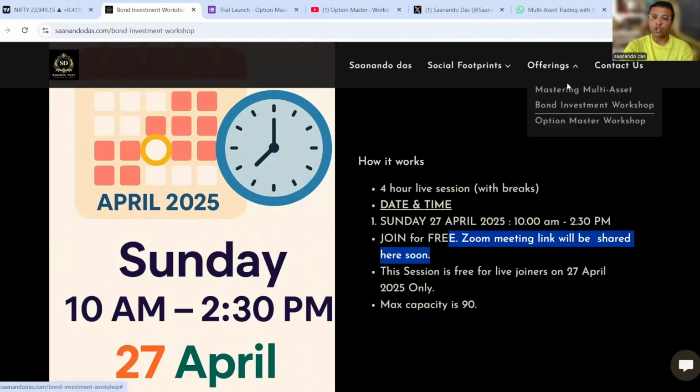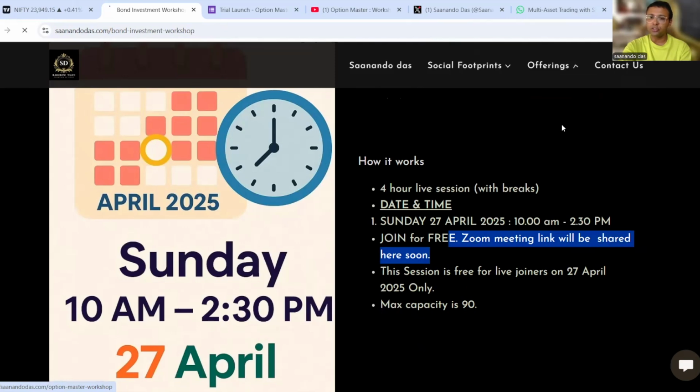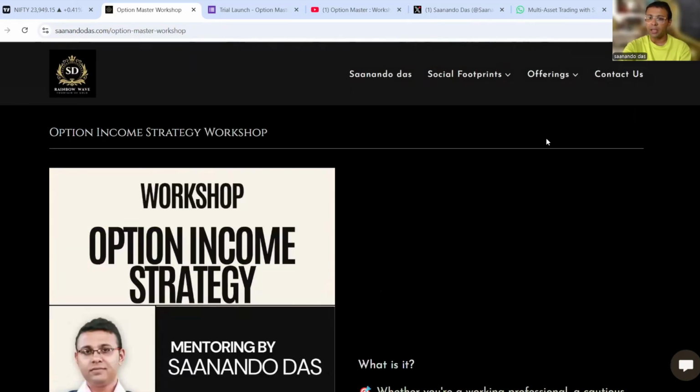So two workshops are currently going on. The Bond Investment Workshop is coming up on 27th of April, and the Option Master workshop, which is a 20-day workshop aiming at improving public knowledge, helping the struggling trader, as well as showcasing our Option Master tool and how it can be used for trading.